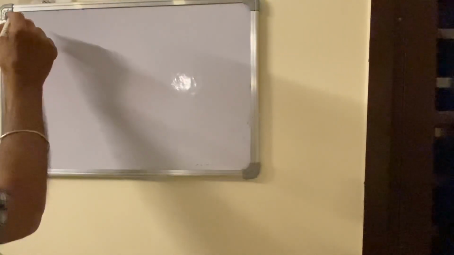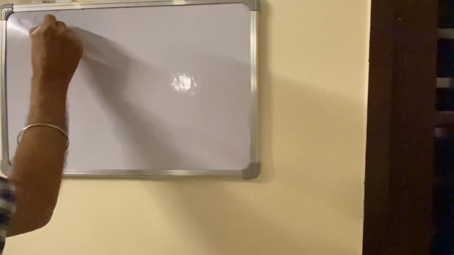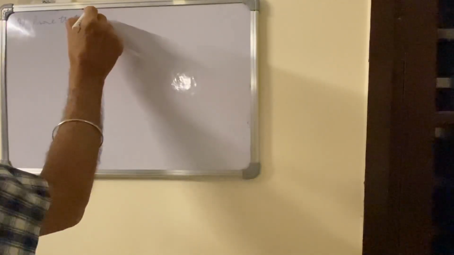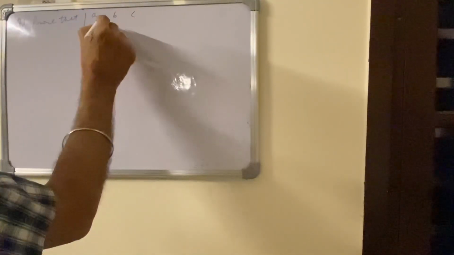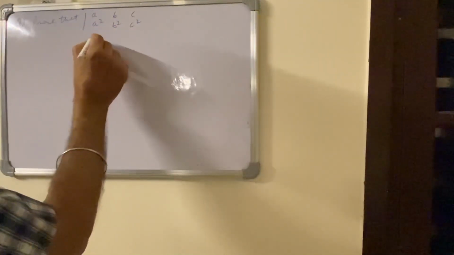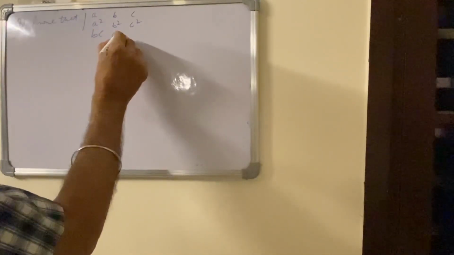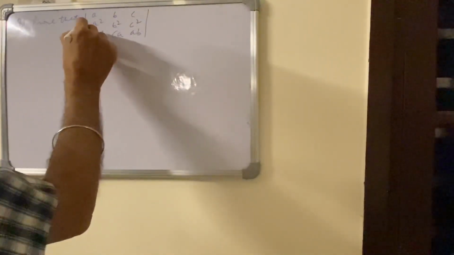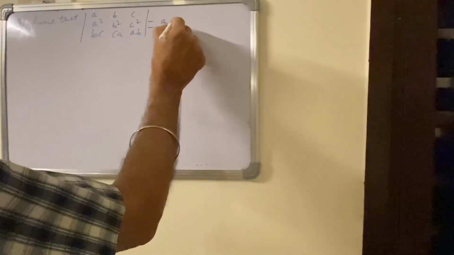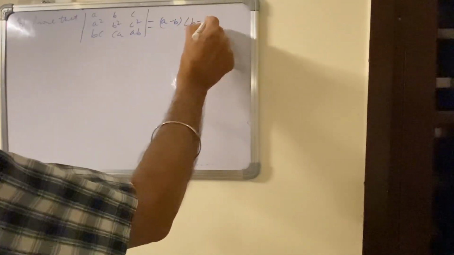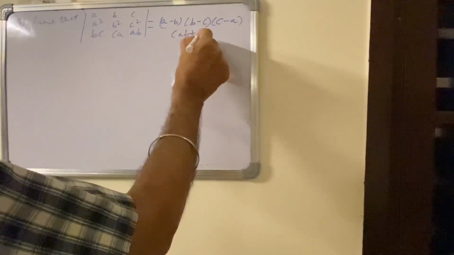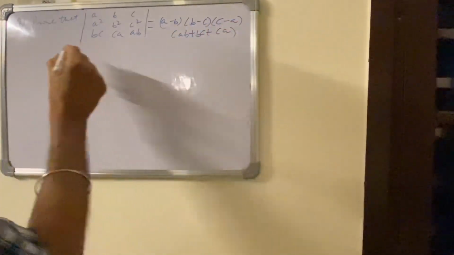Prove that the determinant with rows a, b, c; a square, b square, c square; and bc, ca, ab is equal to (a minus b)(b minus c)(c minus a)(ab plus bc plus ca). Proof.